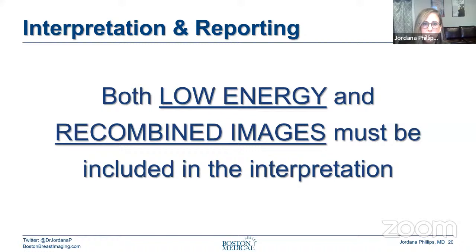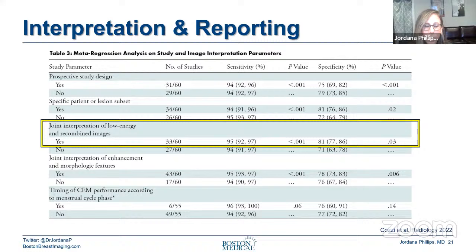And there was actually a meta-analysis that was done that looked at data on contrast enhanced mammo and found that when both the low energy and the recombined images are included in the interpretation, the sensitivity is 95% and the specificity is 81%, which is fairly high. So it's really important to remember that both are included in your interpretation.